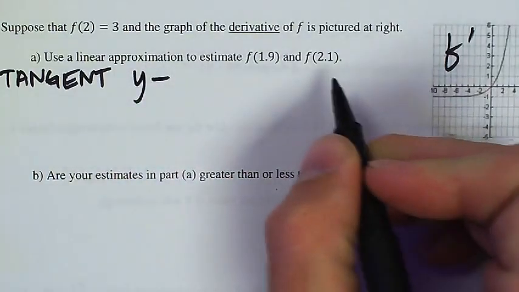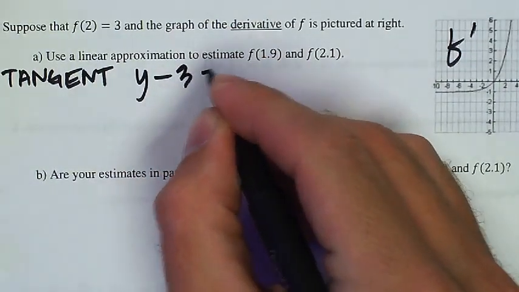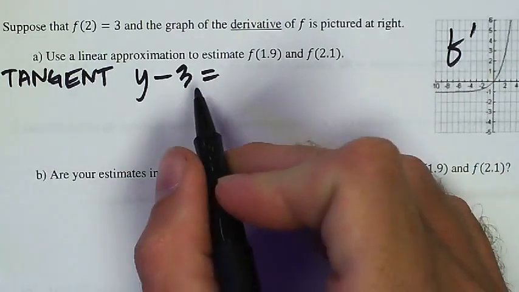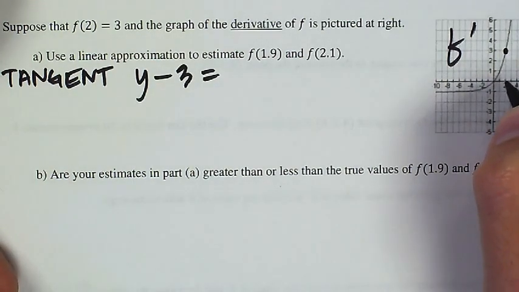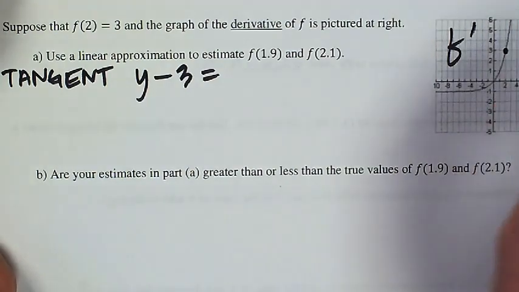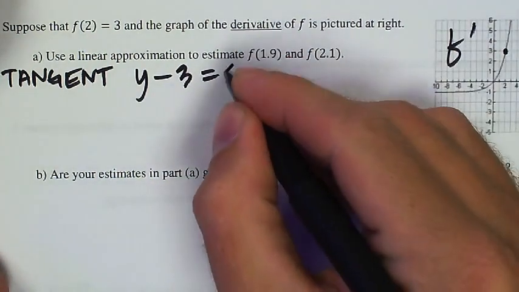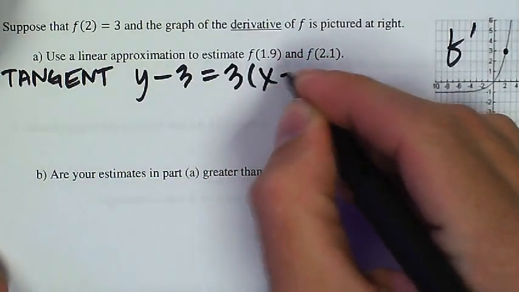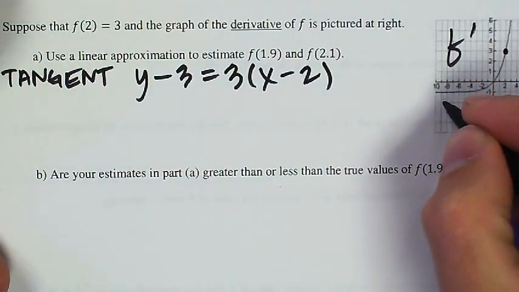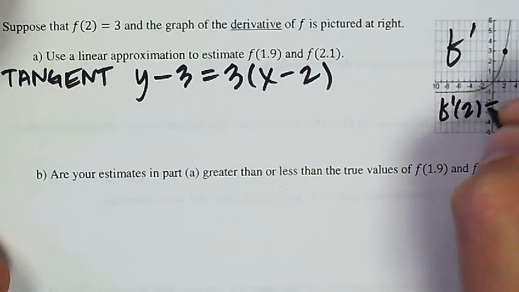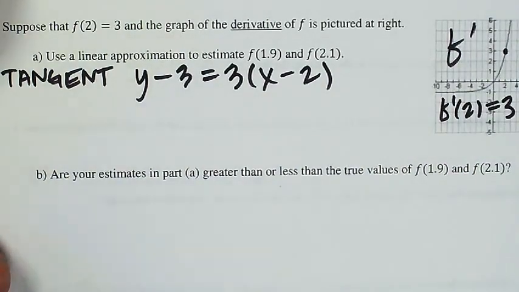Right? So y minus, and what is f of 2? F of 2 is 3, is equal to the slope, which is going to be f prime of 2, which will be right here. So the value of f prime when x equals 2 is 3, so that's the slope times x minus 2. And I'll just even write in that f prime of 2 equals 3 from that dot right up there.